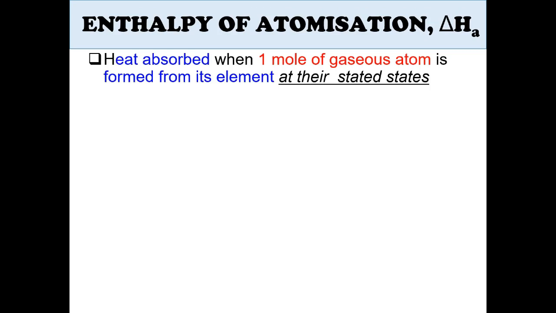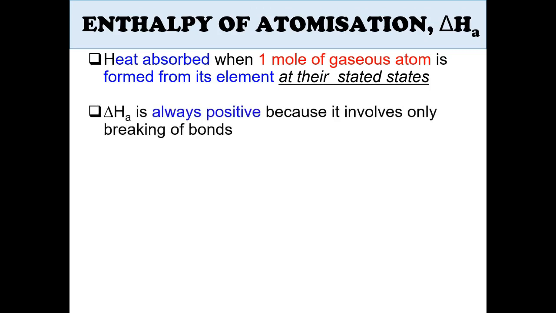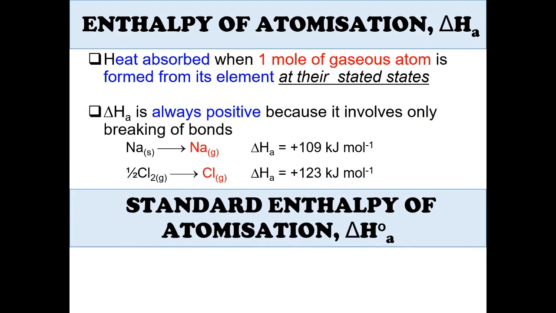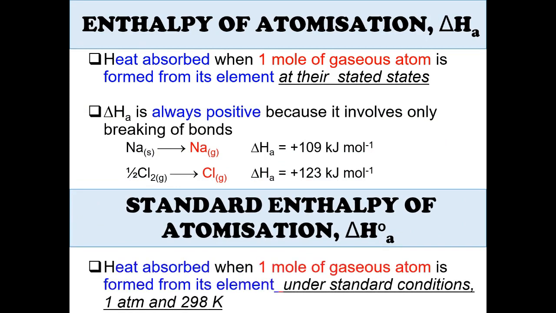Enthalpy of atomization, delta HA, is the heat absorbed when 1 mole of gaseous atoms is formed from its element at their stated states. Delta HA is always positive because it involves only breaking of bonds, for example a solid and a gas. Half Cl2 gas to Cl gas, so the value is positive. Standard enthalpy of atomization, delta H naught A, is the heat absorbed when 1 mole of gaseous atoms is formed from its element under standard conditions, 1 atm and 298 Kelvin.